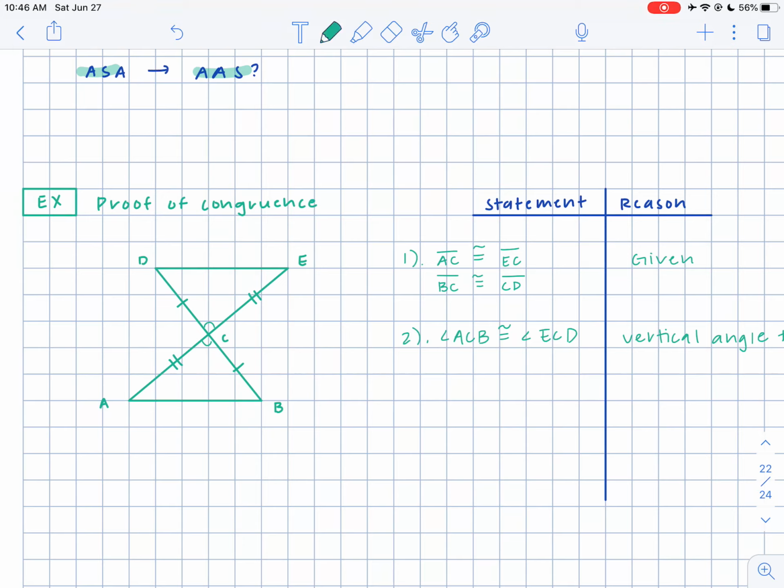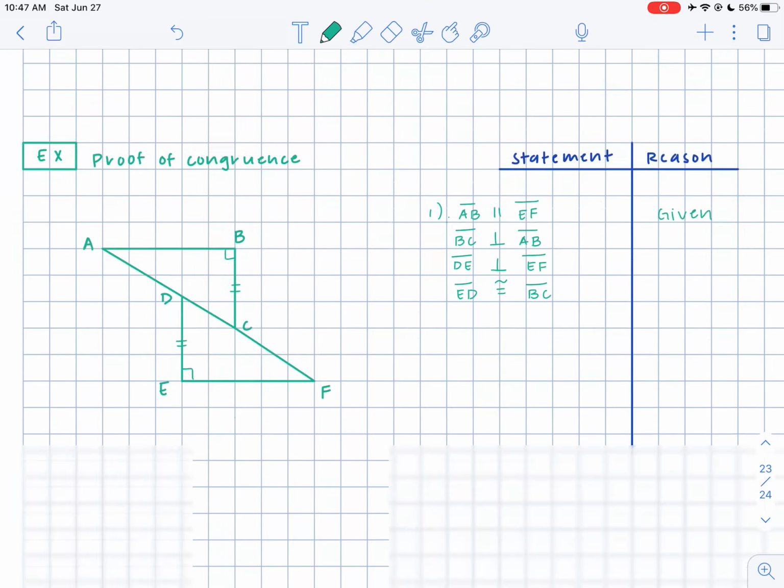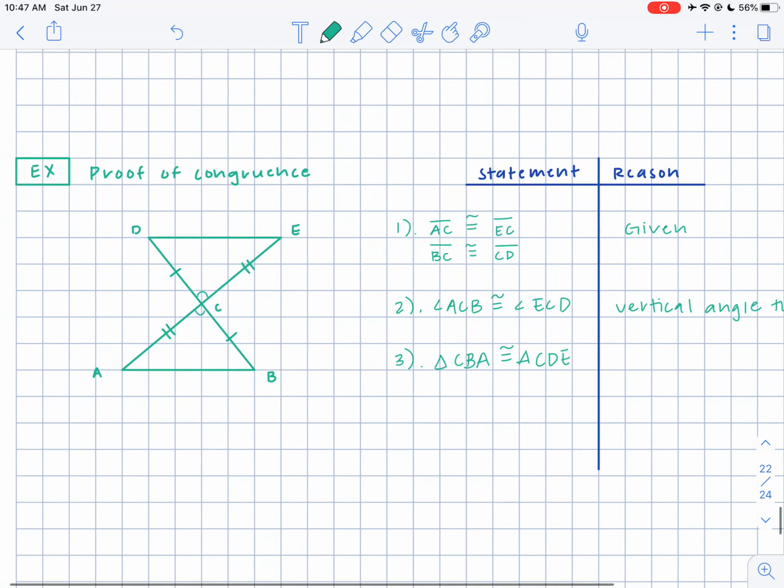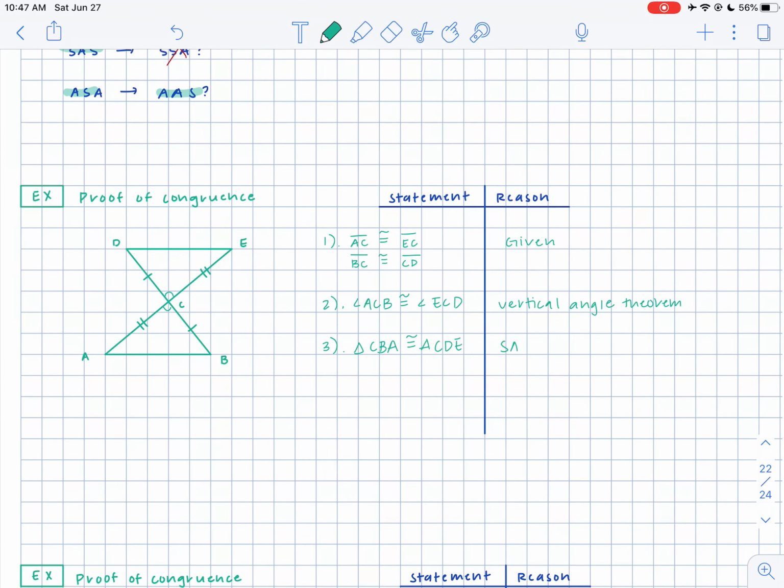Okay, so what else can we determine from this figure? Well, what do you recognize? You recognize side, angle, side for one triangle is congruent to a side, angle, side for another triangle. So that is actually one of the postulates we learned. So we can actually conclude that triangle CBA is congruent to triangle CDE. And what is the reason? It is according to the side, angle, side postulate.